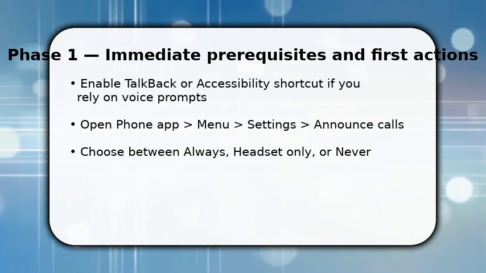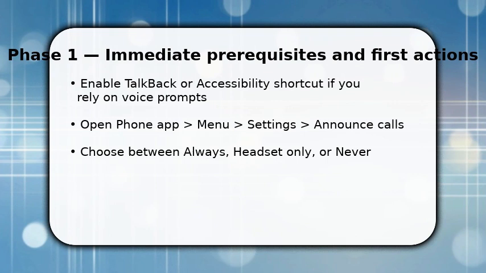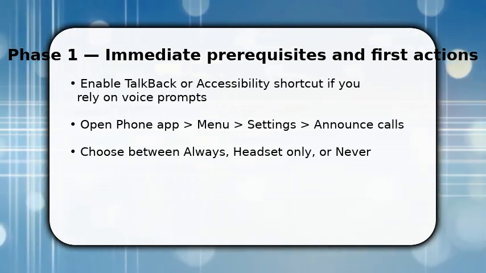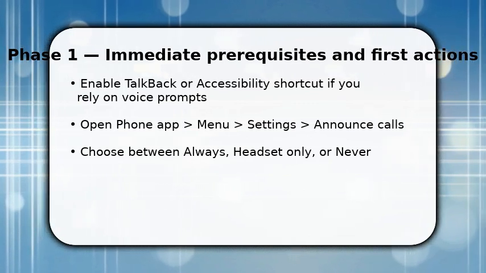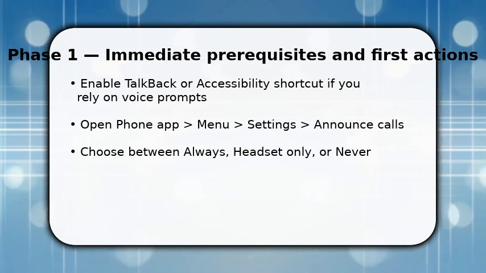Make sure accessibility settings like TalkBack are configured first if you need spoken feedback. That prevents conflicts. You're setting the trigger before changing the voice itself. This prepares the system, so voice selection applies reliably across calls and accessories.